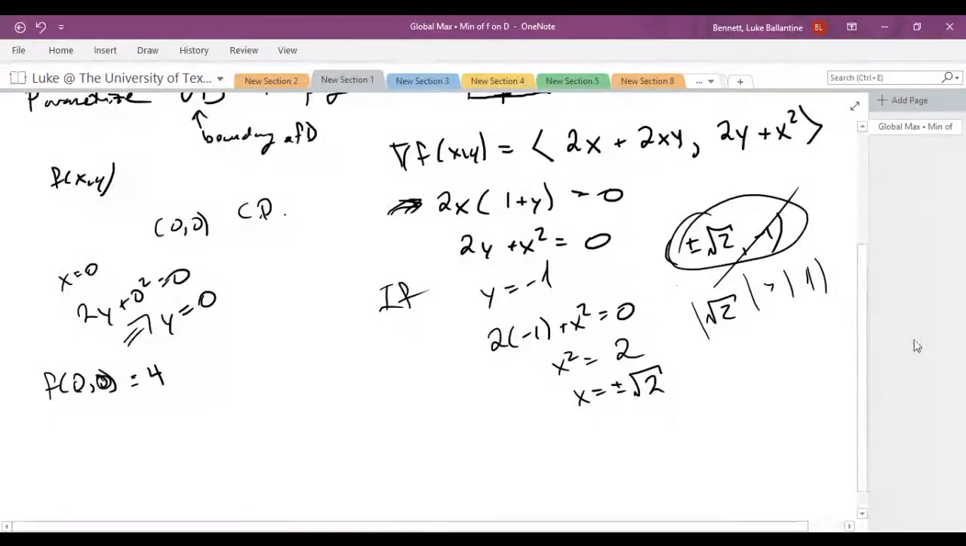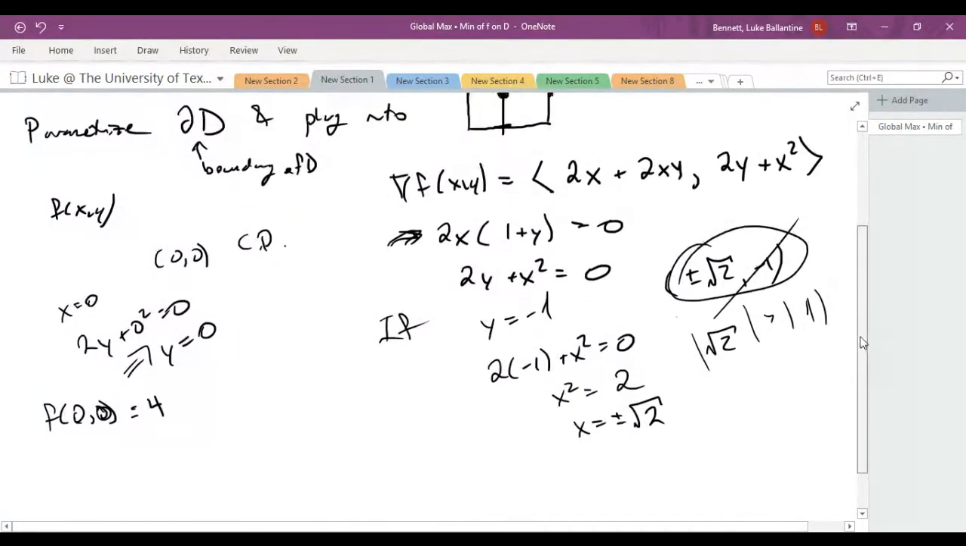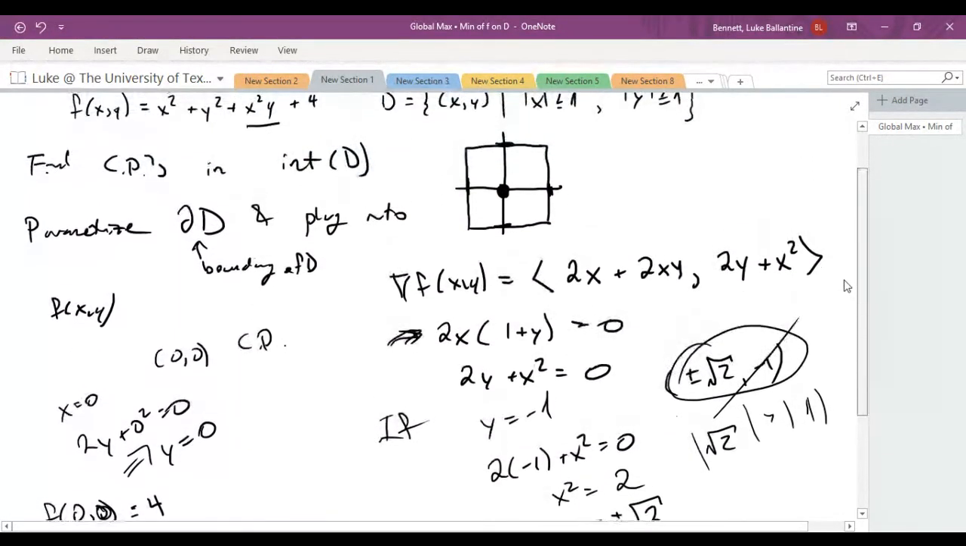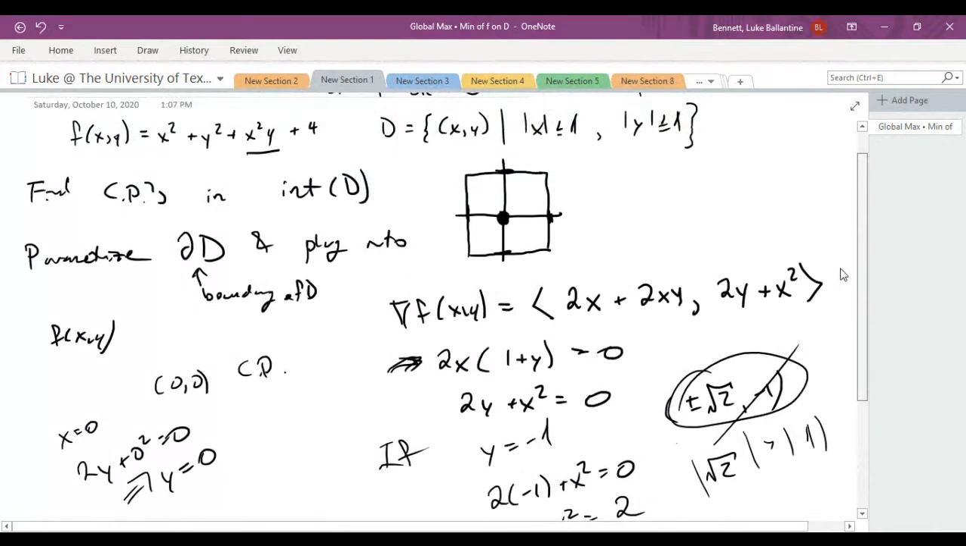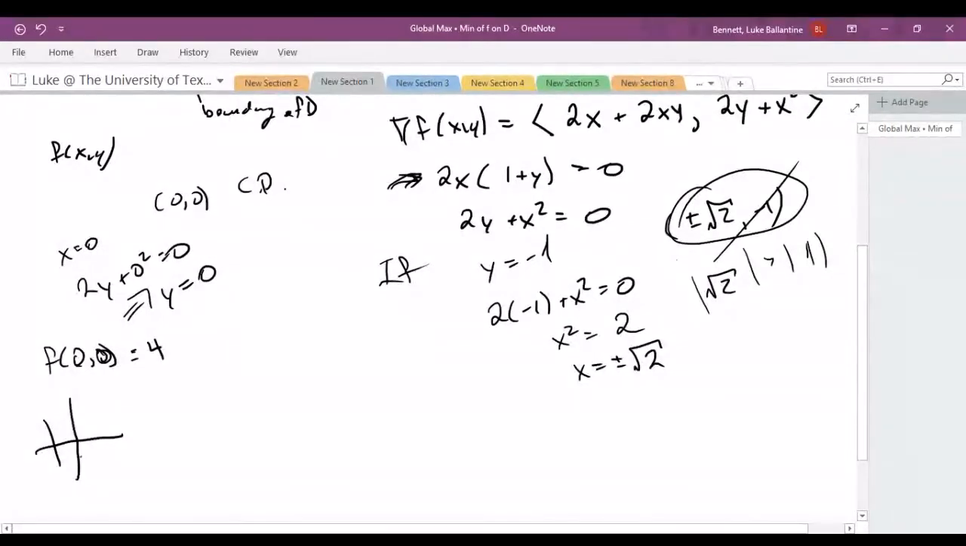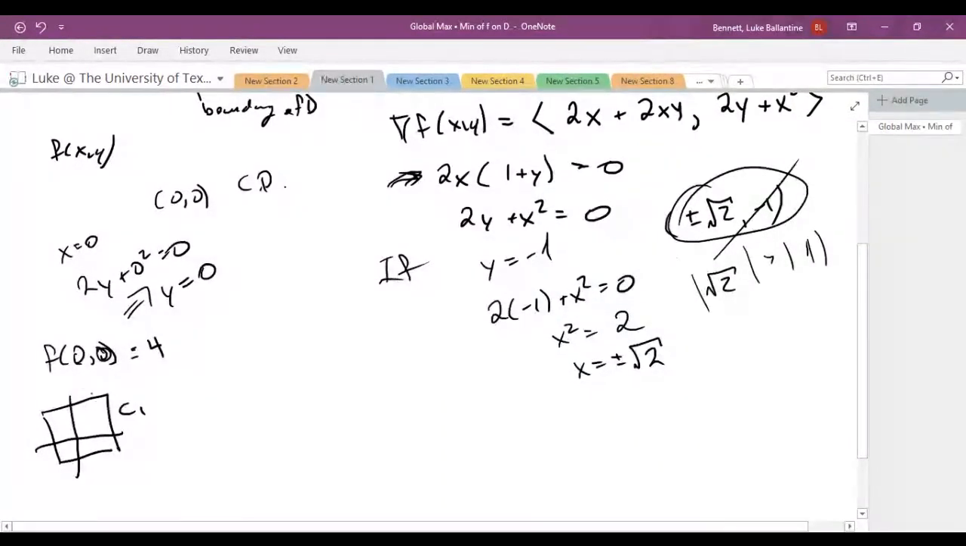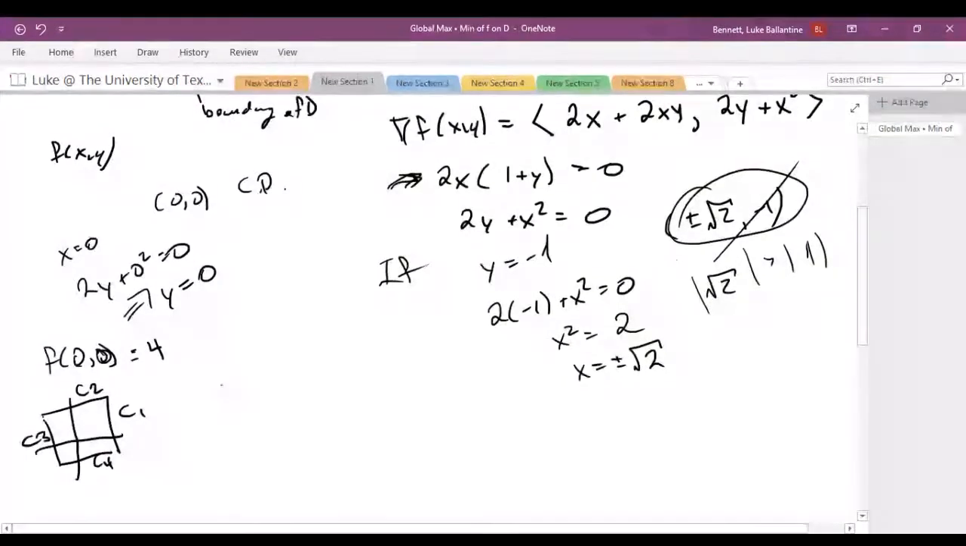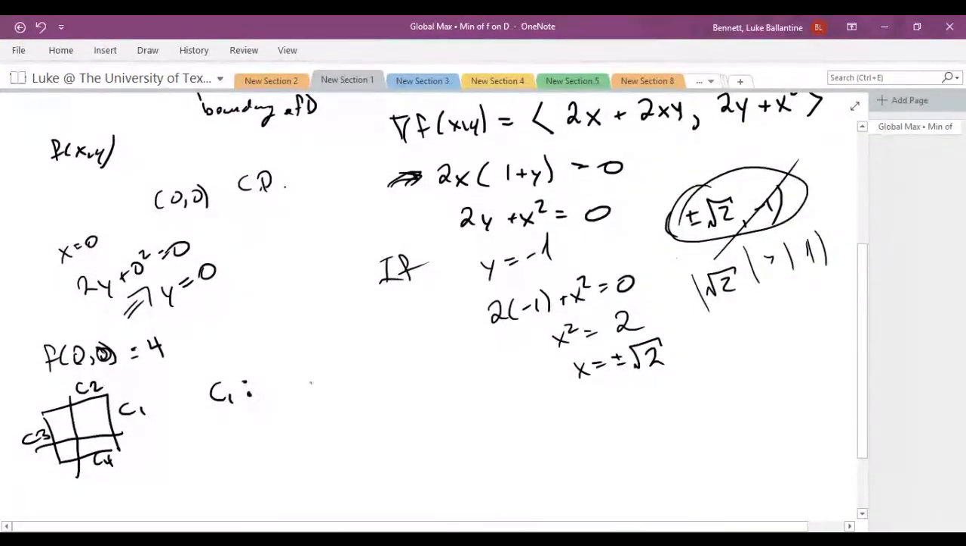It's 4. All right. Now let's look at the boundary. So we're going to parameterize the boundary and plug that into our function. We have the unit square with C1, C2, C3, C4. C1 is x is 1 the whole time, y is y, such that y ranges between -1 and +1.